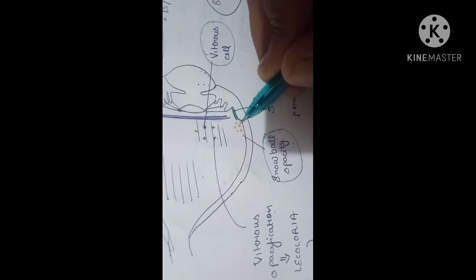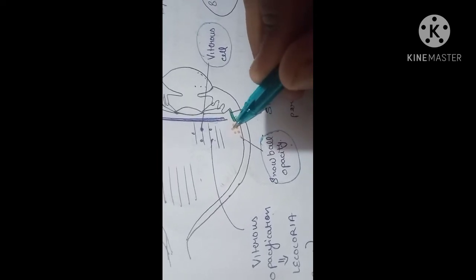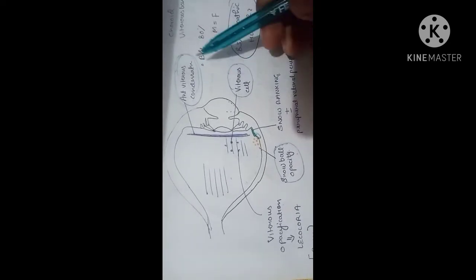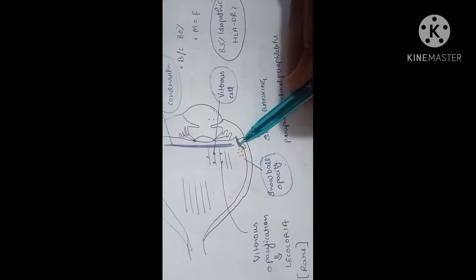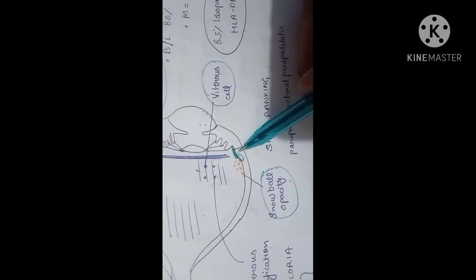Means these are small snowball-like opacities or ant egg-like opacities that are present near ora serrata. Okay, these opacities are present near ora serrata. These will be white in appearance. The next image we will see will make these all signs clear. Just remember these five signs right now: the vitreous cell, anterior vitreous condensation, snowball opacity. The fourth one being the deposition of fibrovascular plaque-like structure over the pars plana.